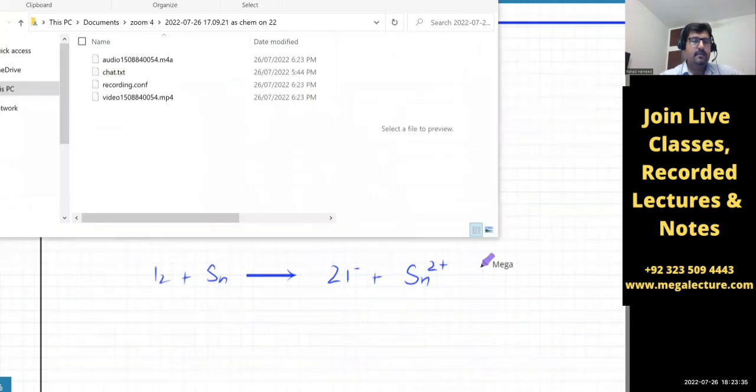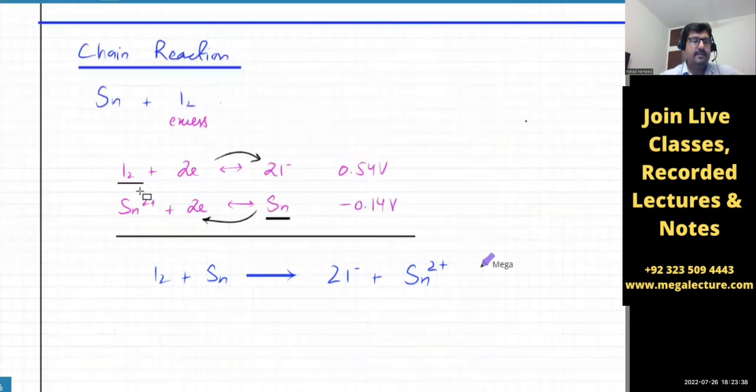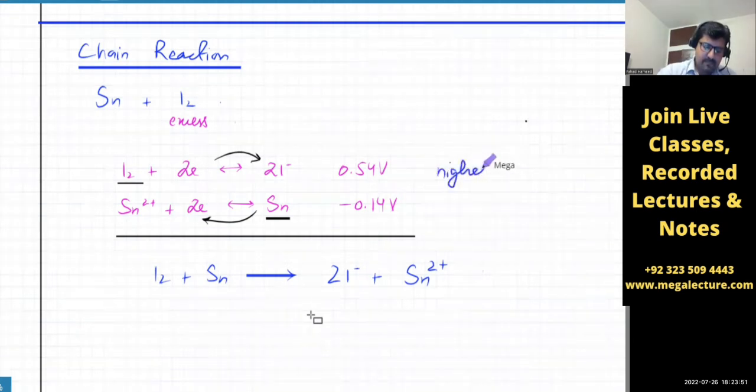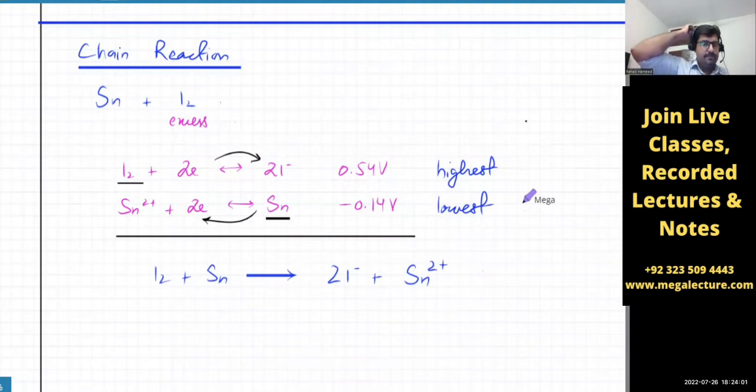So the highest gains electrons, the lowest loses electrons. Then you make the overall equation. Is that clear? This is the simplest question. Okay, is this clear? Is it clear to the others? Yes, now I'm coming to that.